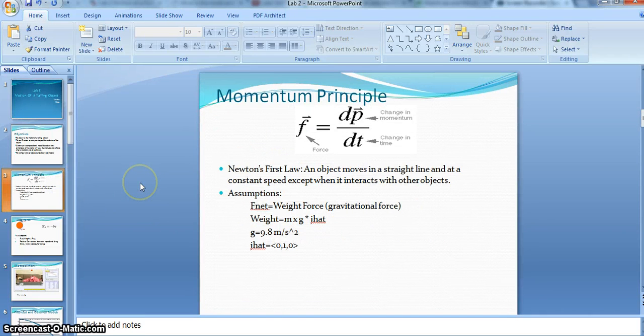The momentum principle says that the force is equal to the change in momentum over the change in time. According to Newton's first law, an object moves in a straight line and at a constant speed except when it interacts with other objects. So we're going to be making some assumptions that include that net force is equal to the weight force, where weight force is equal to the mass of the object, which is 0.24 kilograms in our case, times g, which is 9.8 meters per second squared, times j hat, where j hat is a vector (0, 1, 0), because the object is falling in the y direction.